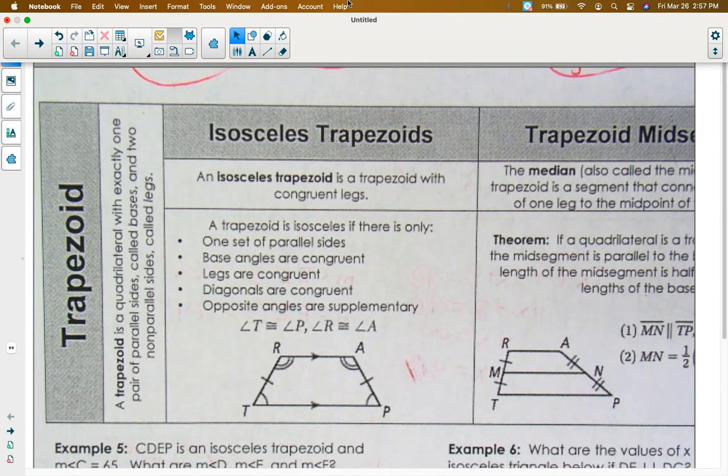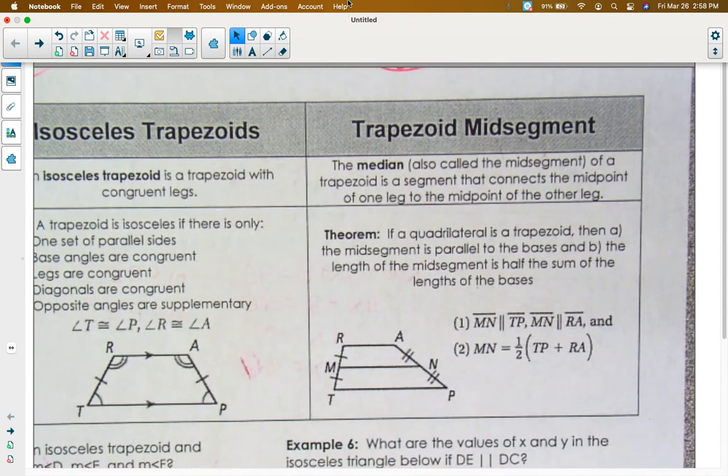A trapezoid is isosceles if there is only one set of parallel sides, base angles are congruent, the legs are congruent, the diagonals are congruent, and opposite angles are supplementary. And we have a picture down here that says everything that I just read out loud. One set of parallel sides, the base angles are congruent, the legs are congruent, the diagonals are congruent, and opposite angles are supplementary. So this plus this is 180, and this plus this is 180.